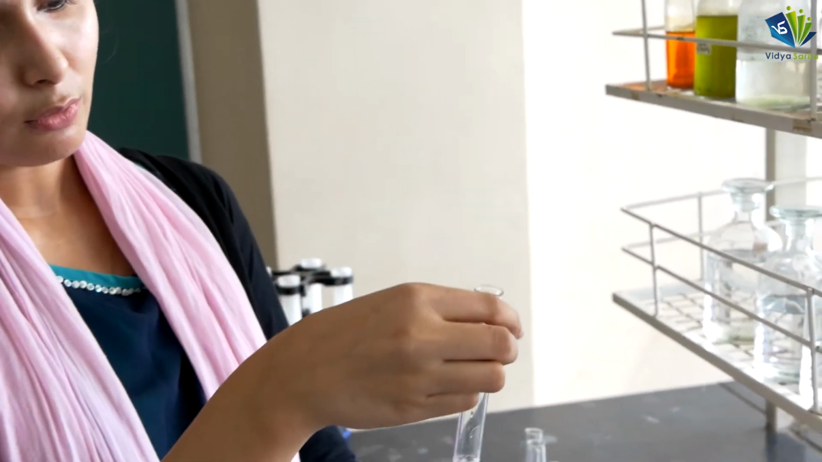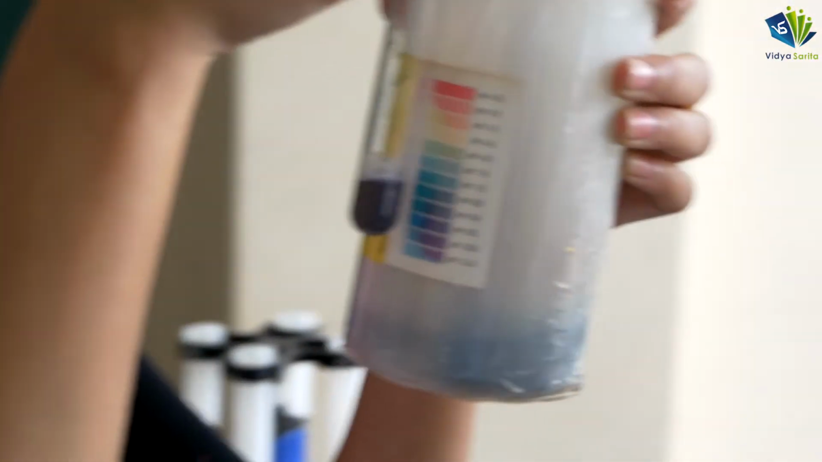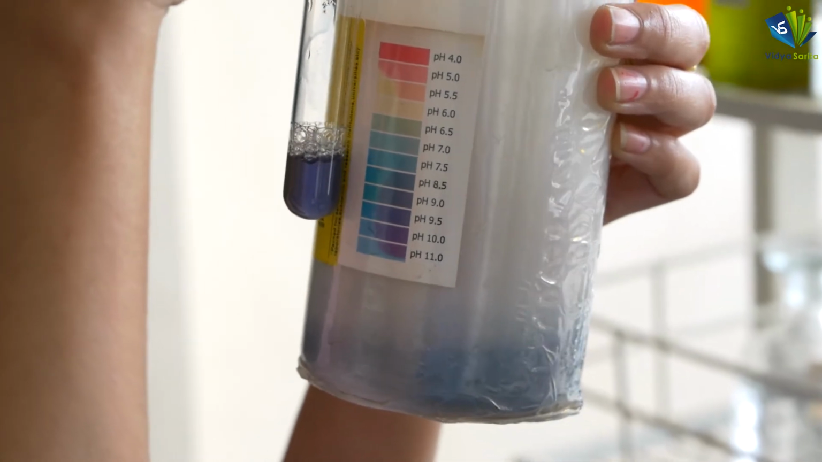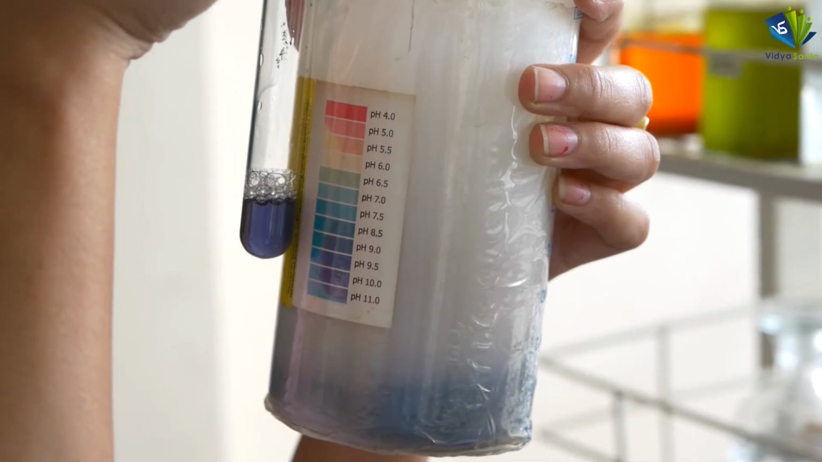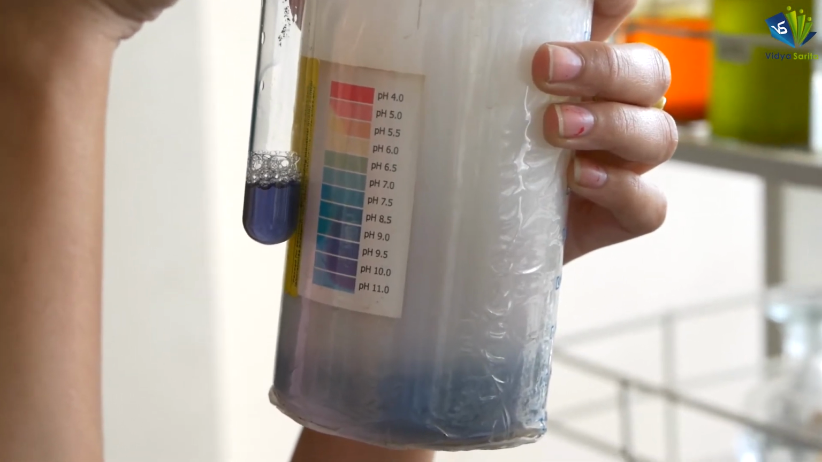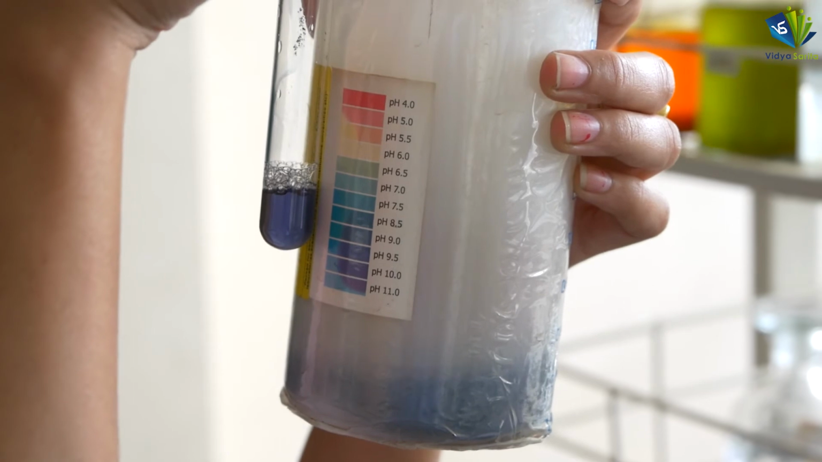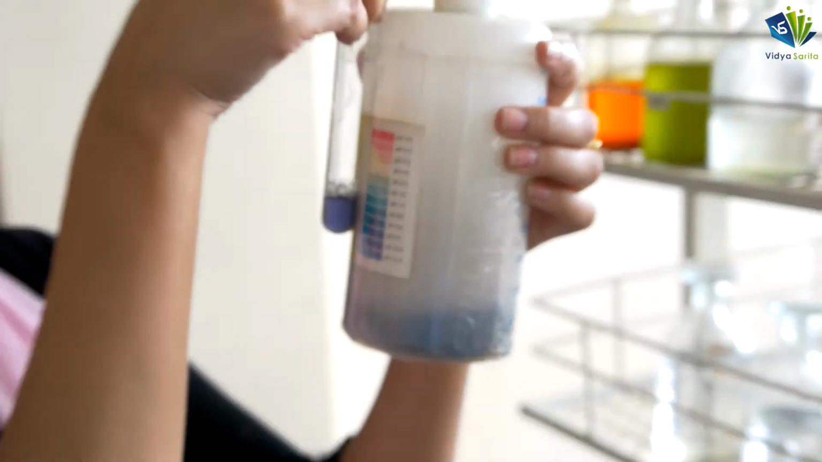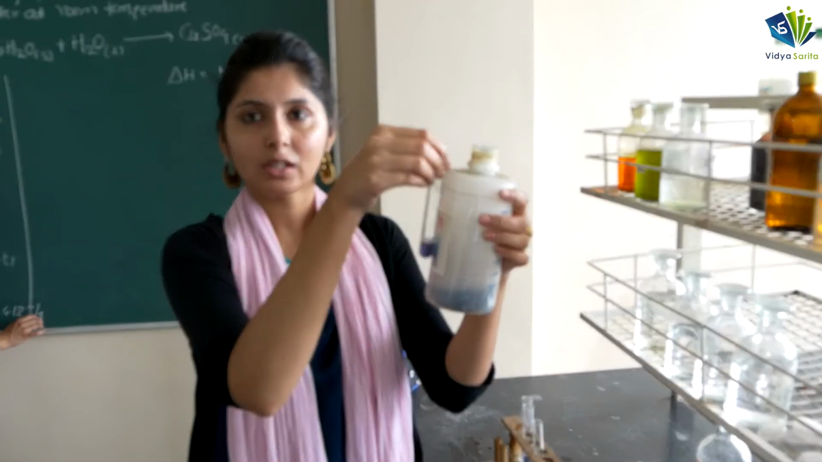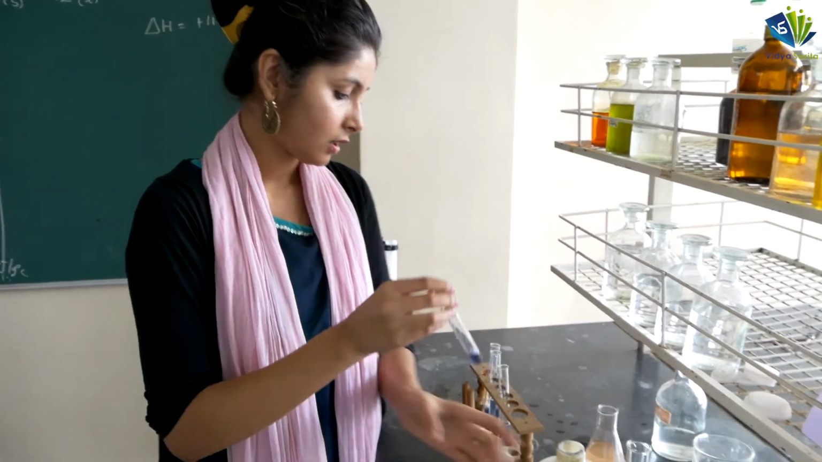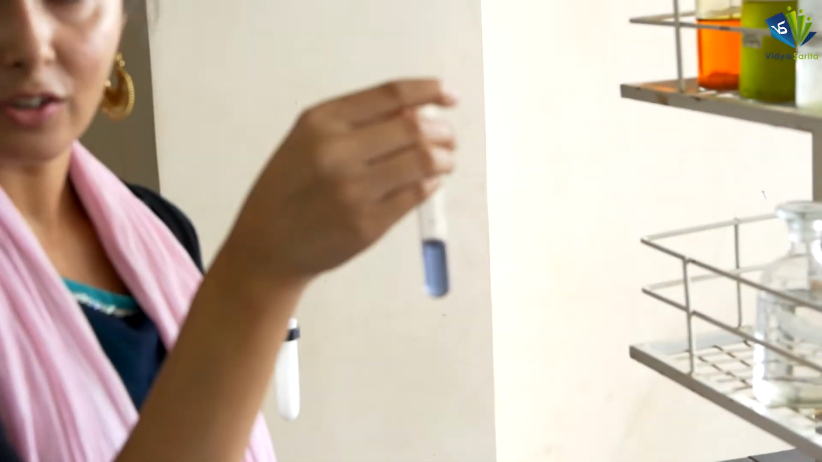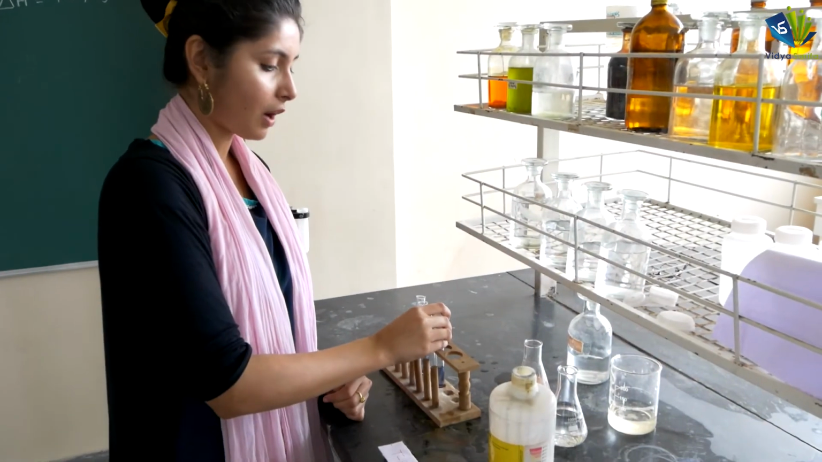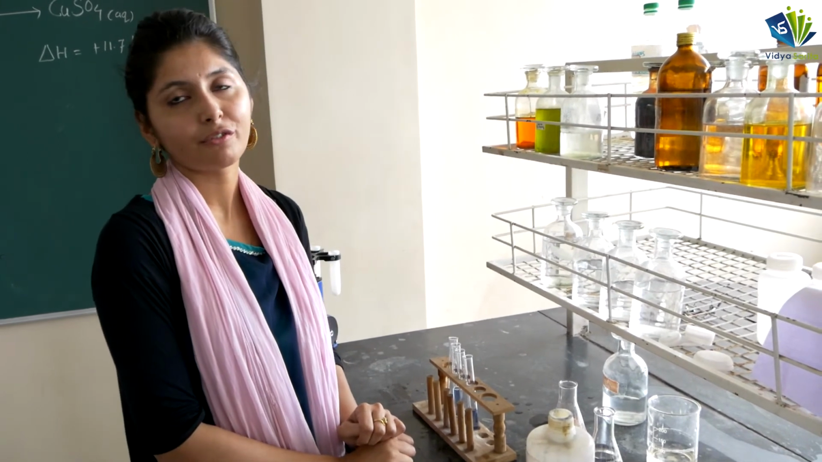Now check again with this pH indicator list, the pH range. So what is the pH? It is nearly between 8.5 and 9, right? That means it is basic in nature. So this lake water is quite basic in nature, while the distilled water is neutral in nature. That's how we found out the pH value of different water samples which we collected from different sites.